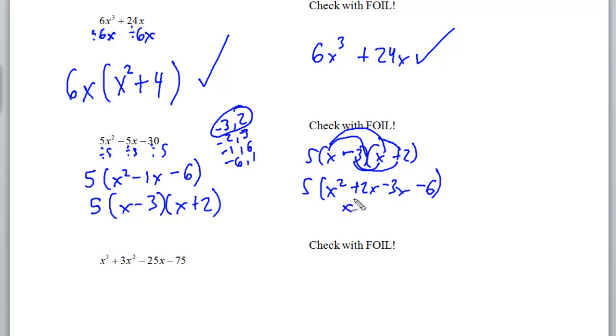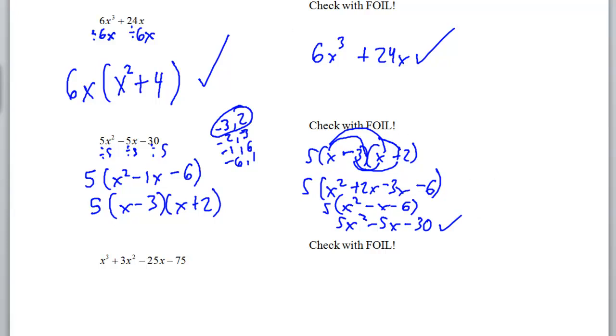This can be simplified on the inside, x squared minus x minus 6 multiplied by 5, and then multiplying everything by 5, 5x squared minus 5x minus 30 checks. So the check does work with the FOIL.